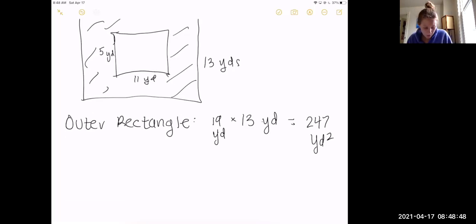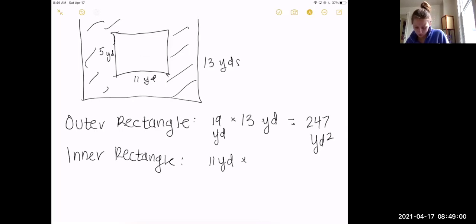Now we have the second one, the inner rectangle. It's the same kind of thing: 11 yards times 5 yards, and this is going to give us 55 yards squared. Hopefully you know that multiplication fact in your head.